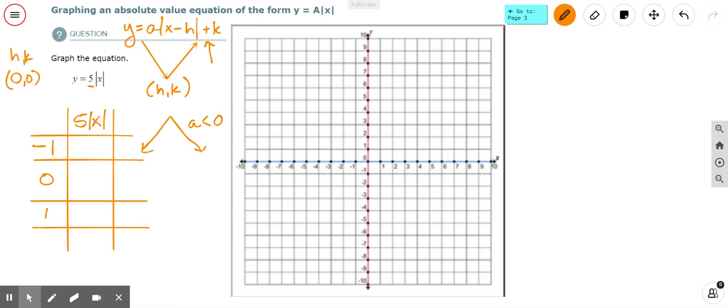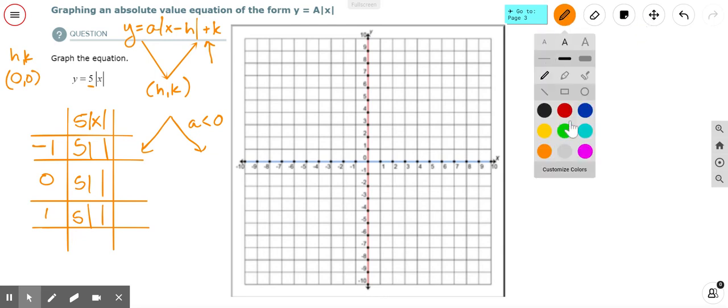All right, so we're going to plug this in. 5, 5, 5, absolute value, absolute value, absolute value. Now don't forget the absolute value, you cannot multiply within the absolute value. So you have to, in other words, find the absolute value first.